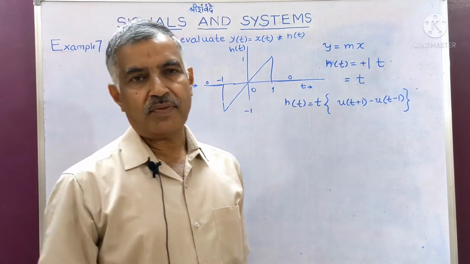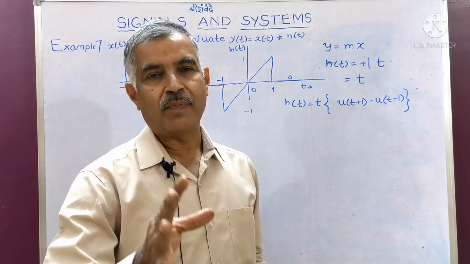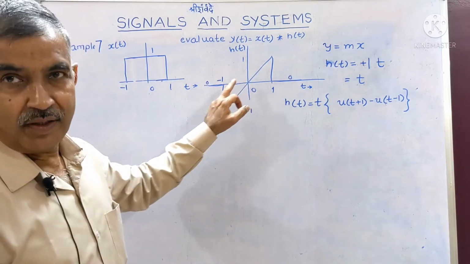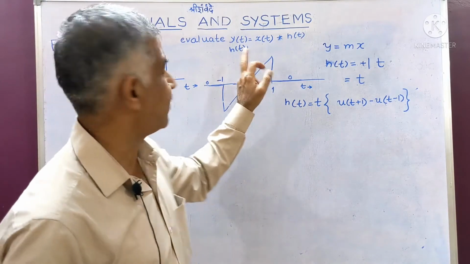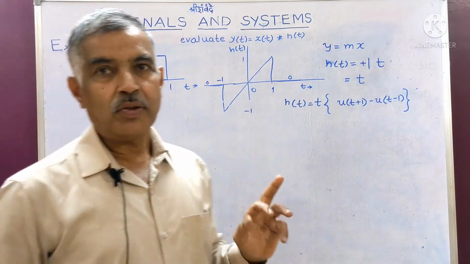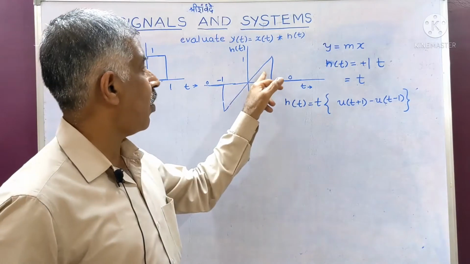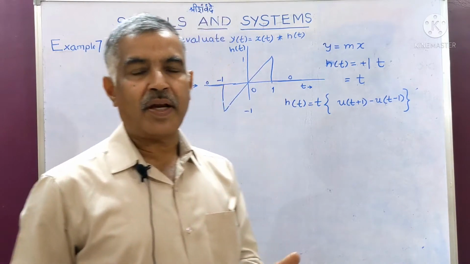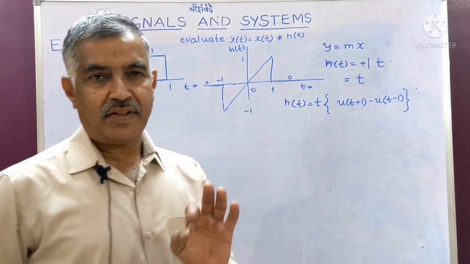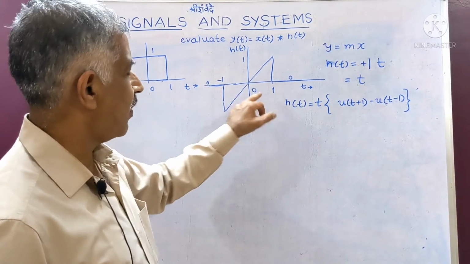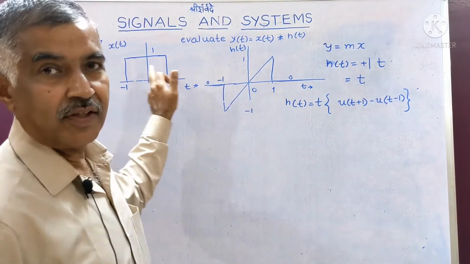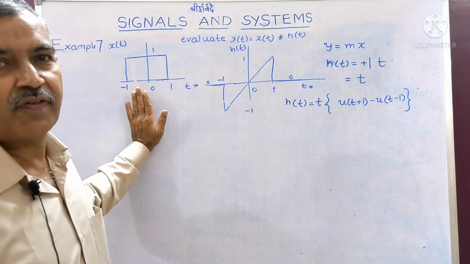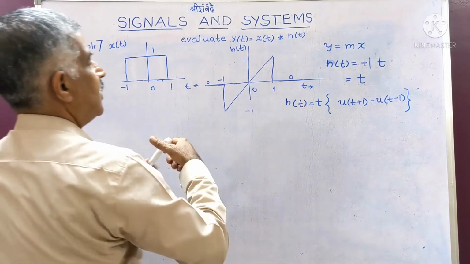Now one tip for students: among the waveforms, whichever is complex, make it stationary. In this example, this is a little bit complex compared to this. If you take this complex waveform to be the moving waveform, then you may get trapped. That is why I advise you to take this as the stationary waveform and this to be the moving waveform. Now, this is h of tau.